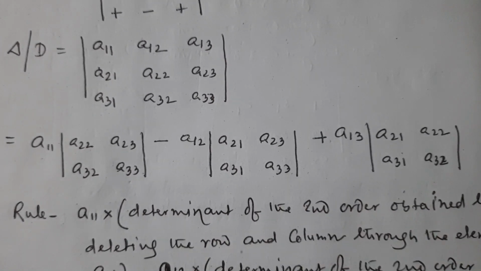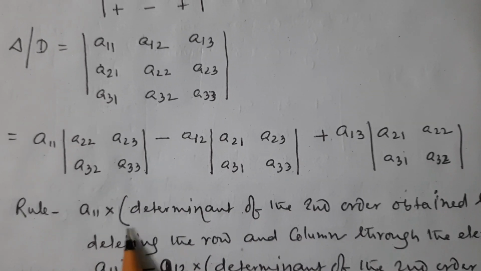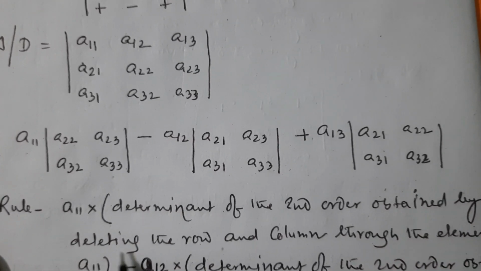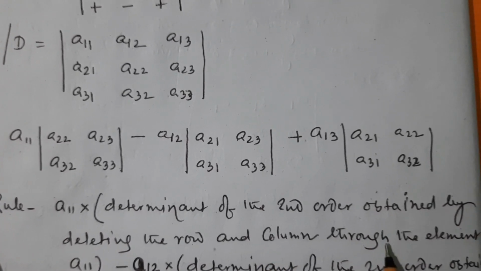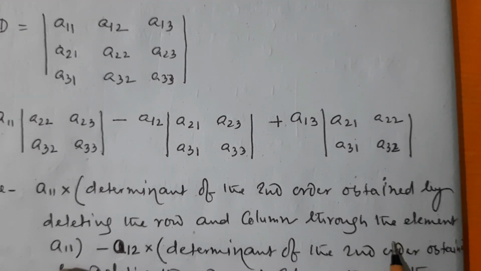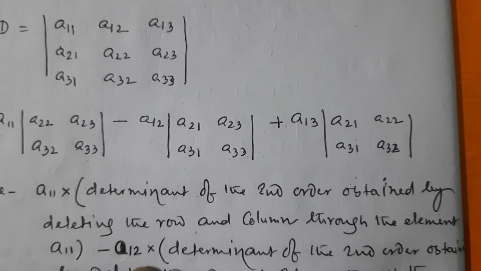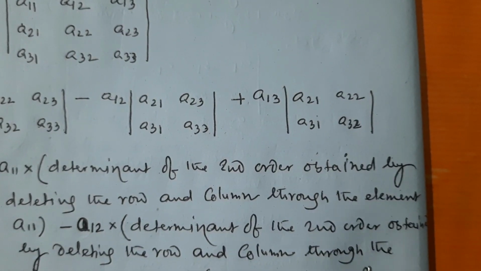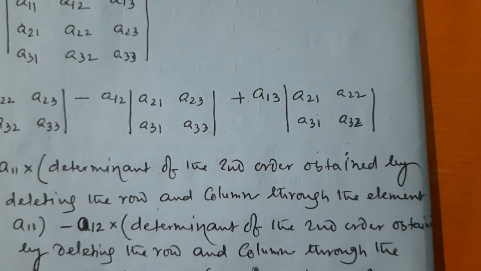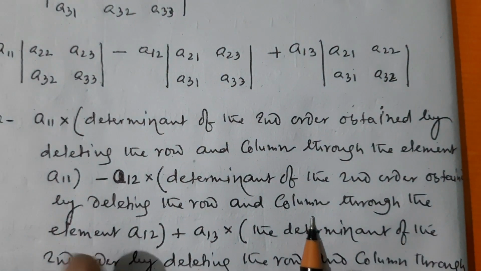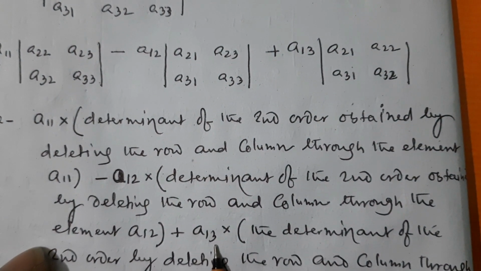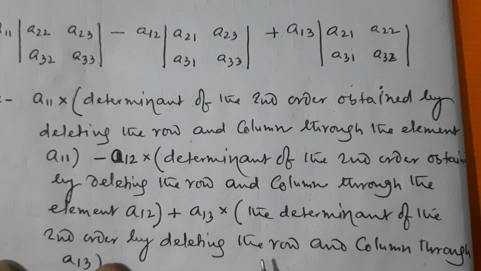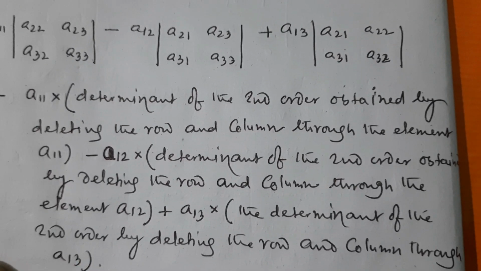That is, we write this process as a11 into the determinant of the second order obtained by deleting the row and column through the element a11, minus a12 into the determinant of the second order obtained by deleting the row and column through the element a12, plus a13 into the determinant of the second order obtained by deleting the row and column through a13.